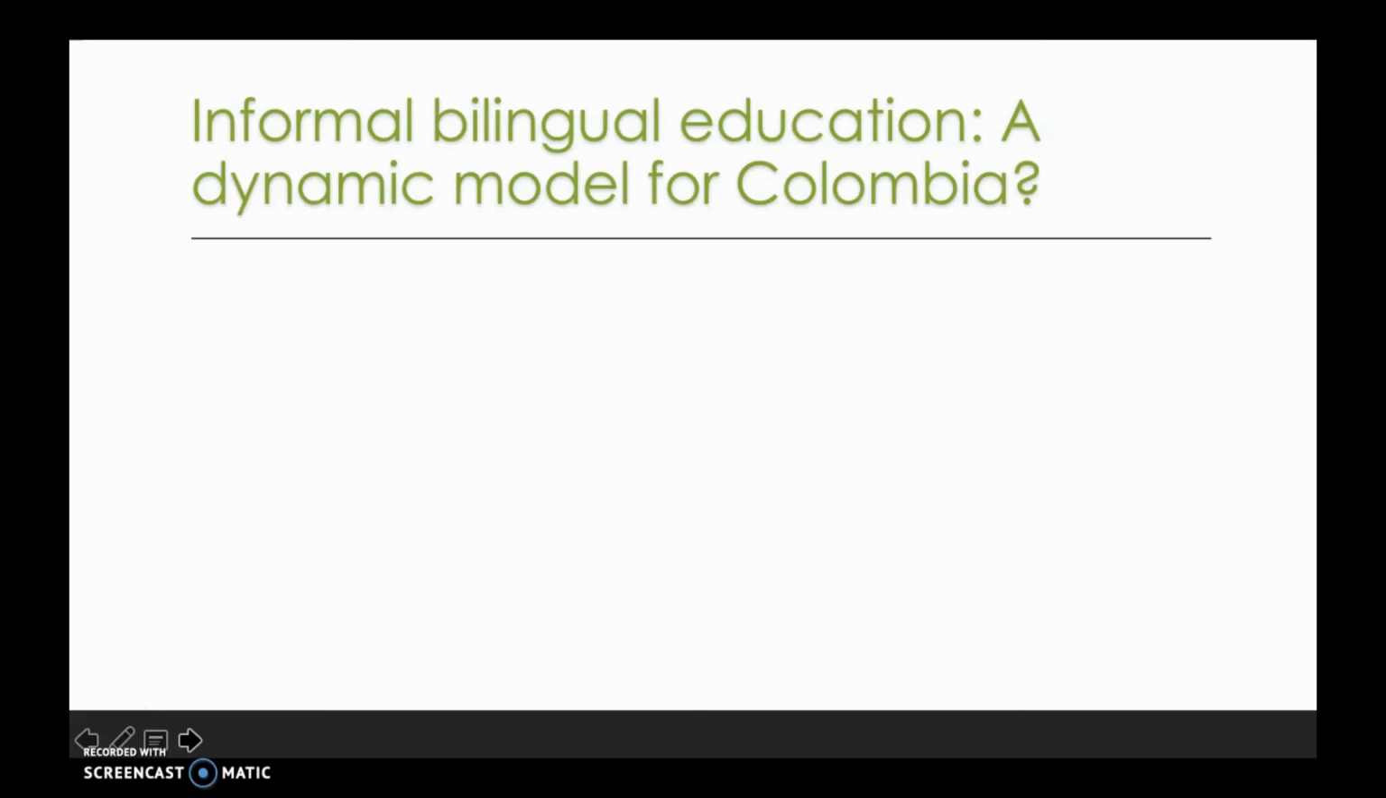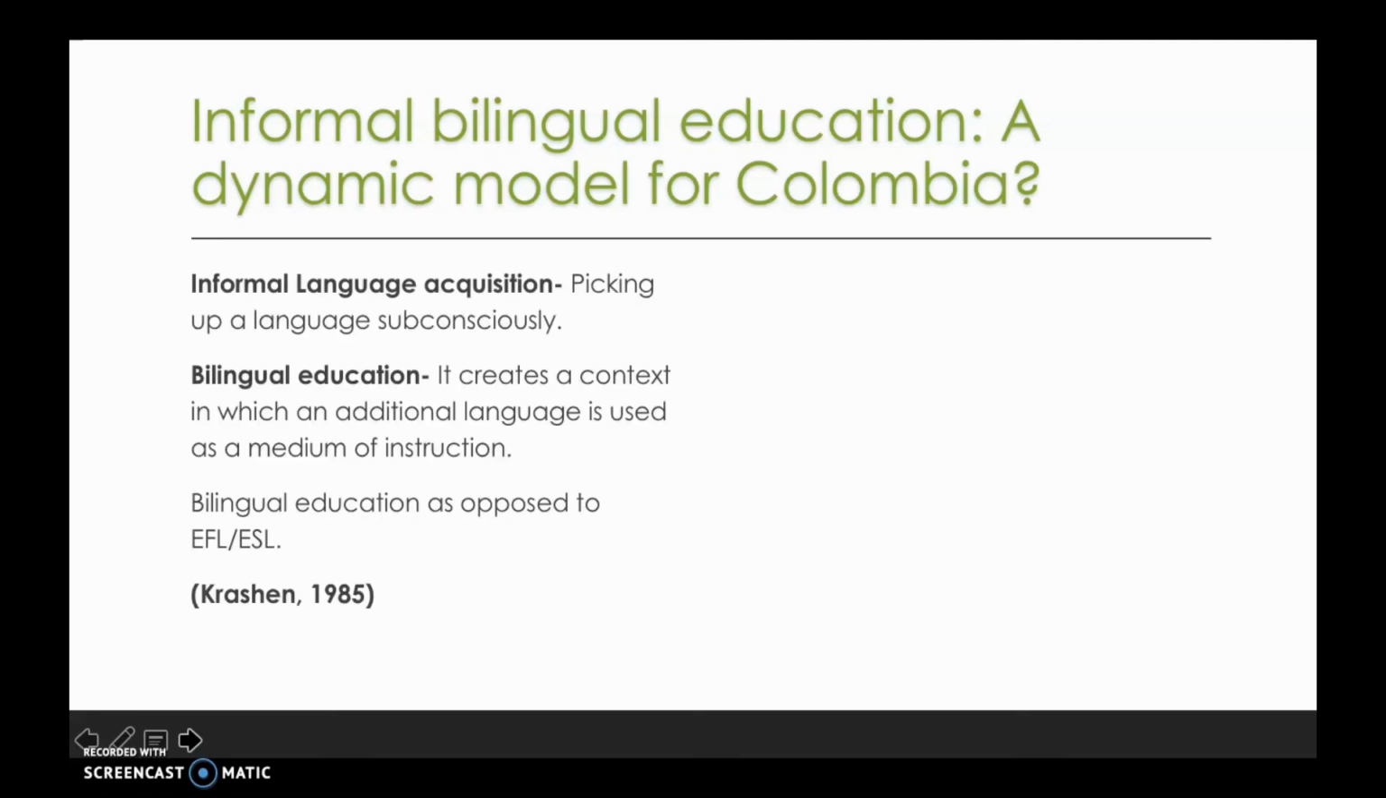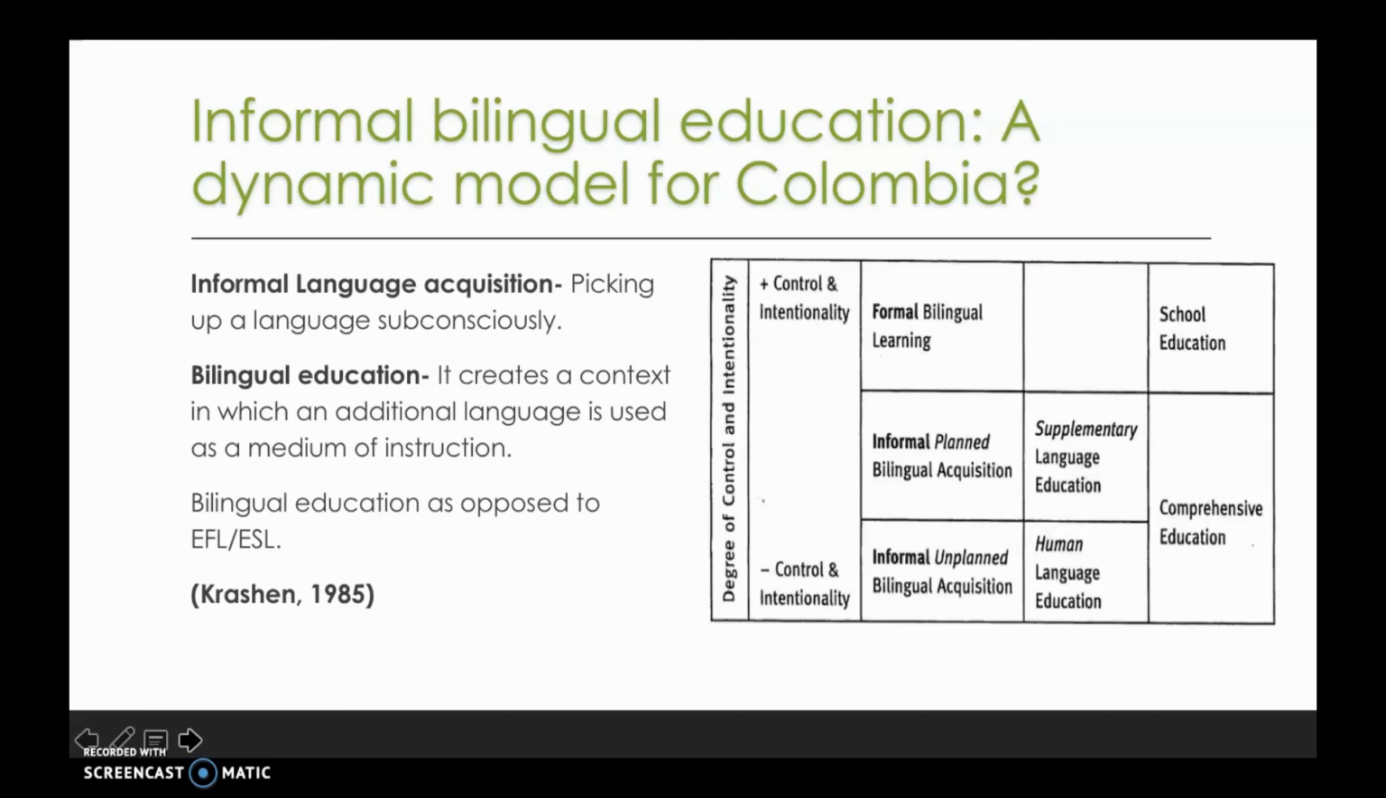Well then, informal bilingual education could be a dynamic model for Colombia. Krashen, in 1985, describes informal language acquisition as a way of picking up a language subconsciously. Also, he described bilingual education as the one that creates a context in which an additional language is used as a medium of instruction in informal settings. He also proposed the idea of bilingual education as opposed to EFL and ESL.